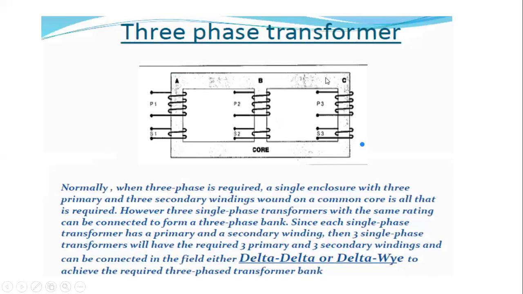Next, coming to the three-phase transformer, we are giving a three-phase supply. Normally, when three-phase is required, a single enclosure with three primary and three secondary windings is used. In this case, we require three primary windings and three secondary windings: primary winding A, B, and C. This is the core. Three primary and three secondary windings wound on a common core is all that is required.